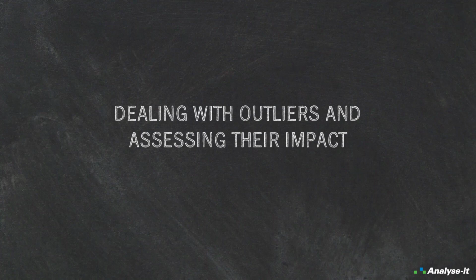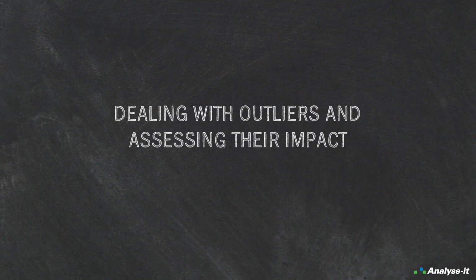Dealing with outliers and assessing their impact. Even after correcting or excluding all results known to be spurious, there may sometimes be results marked as statistical outliers. This may be due to a non-performance related cause, which, if known, would have justified excluding the result. Alternatively, the apparently extreme results may genuinely represent the performance.